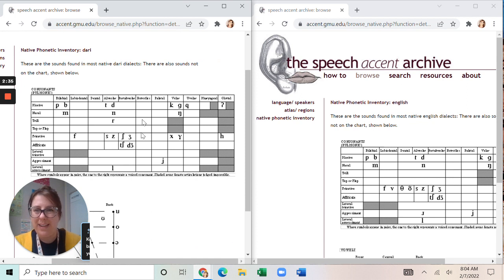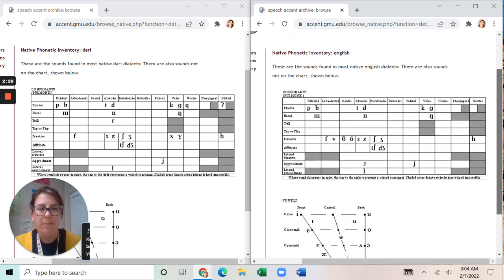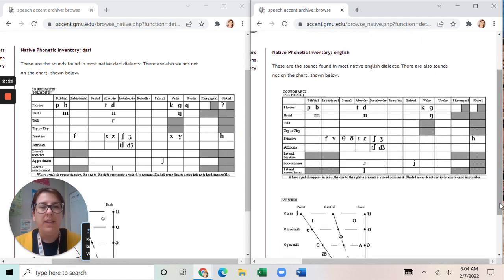So here we can see Dari's inventory. Here we can see the English inventory, and we can compare them to one another. Some things that we may notice are that English has a voiced labiodental fricative. Orthographically, we know it as V, and that is missing from Dari. So if you're doing a language sample with somebody who speaks Dari, you're not going to think that they're going to produce the V sound. They're most likely always going to substitute the F sound.